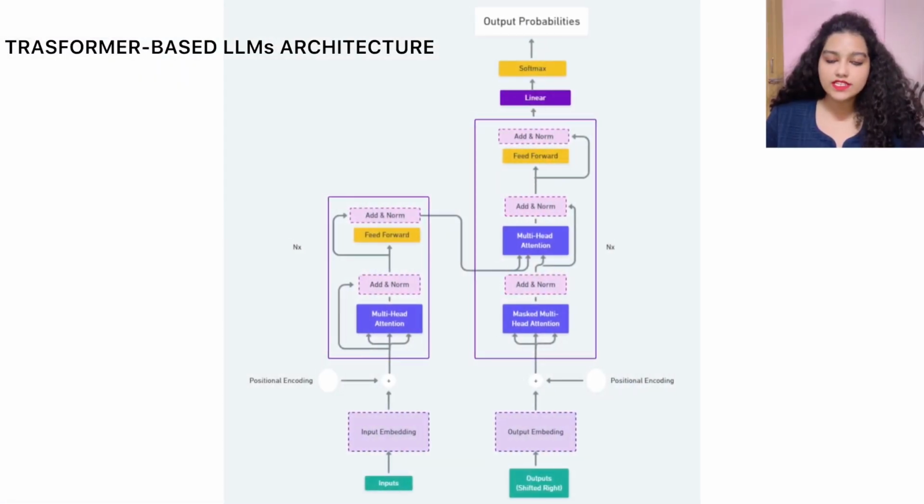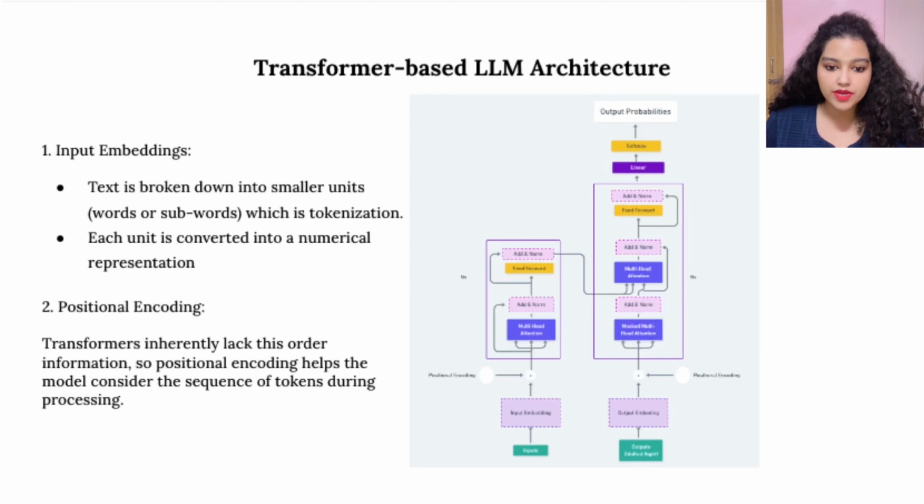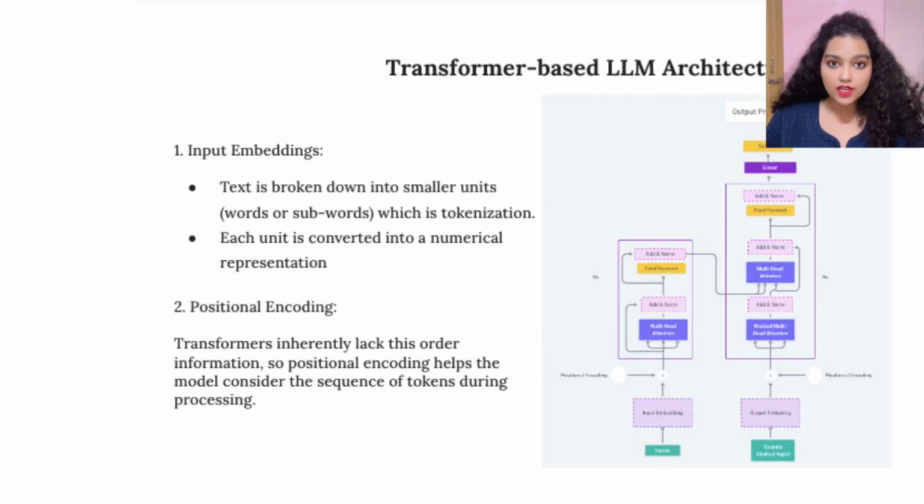So now let's dig deeper into the transformer-based LLM architecture. At first we are going to have the input embedding, where a text is broken down into smaller units, which is tokenization. Then each unit is converted into a numerical representation. Next part is the positional encoding, where transformers inherently lack order information, so encoding helps the model consider the sequence of tokens during processing.